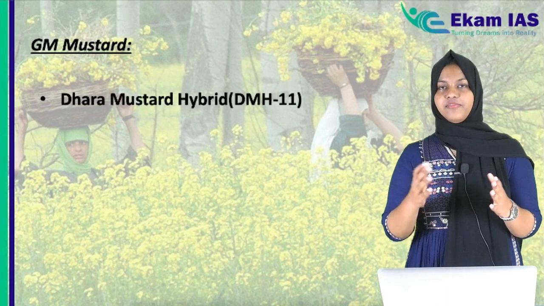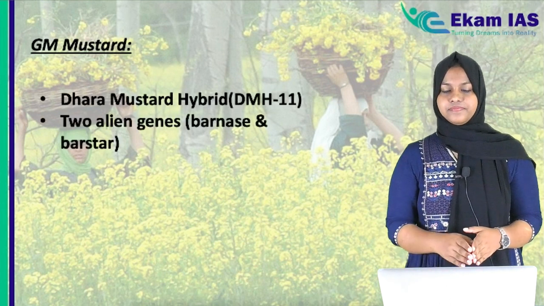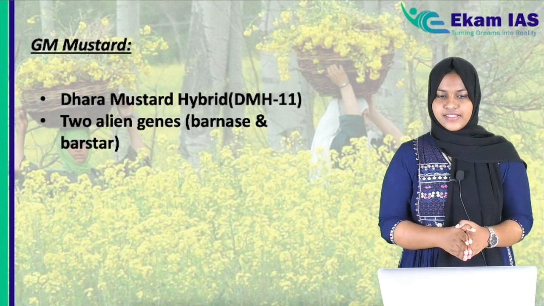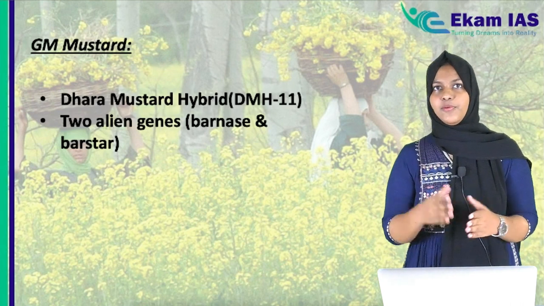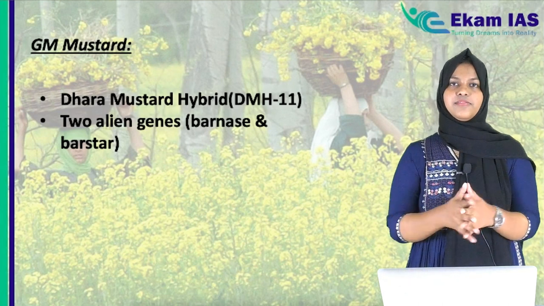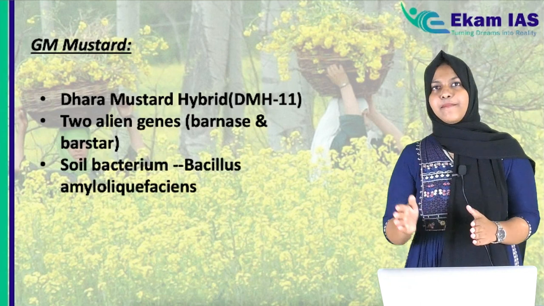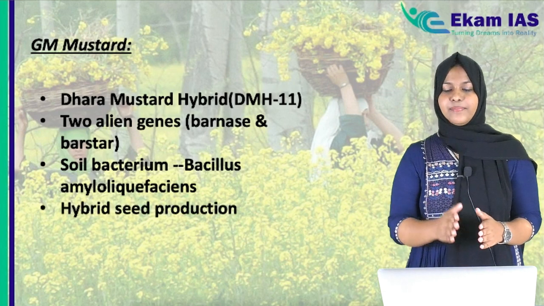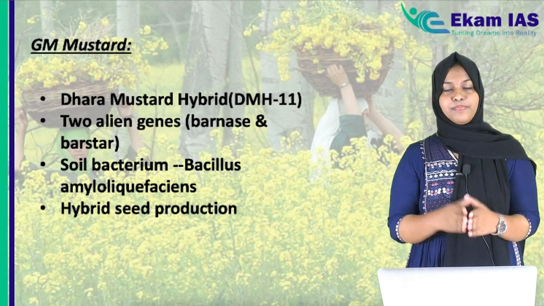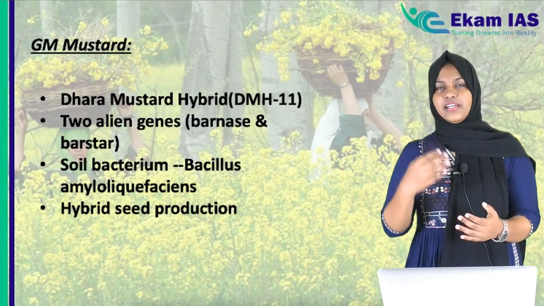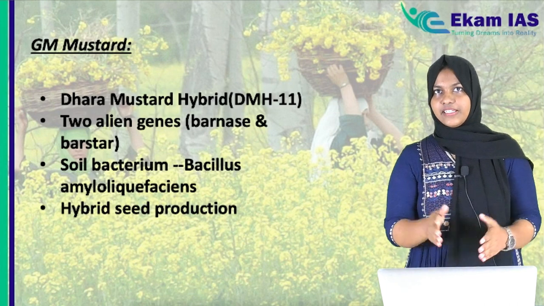Now, GM mustard. The variety of GM mustard that was created is the Dhara Mustard Hybrid DMH-11, and it has two proteins, that is Barnase and Barstar. By the process of hybridization, this Dhara mustard hybrid was created. From the term itself, it is a hybrid. So it is through the process of hybridization that this GM mustard was created. The soil bacterium used is Bacillus amyloliquefaciens, and it is for hybrid seed production. So for BT cotton it was for pest resistance, and in the case of GM mustard it is a hybrid for seed production. All these are keywords, so you have to know the special feature of GM mustard.